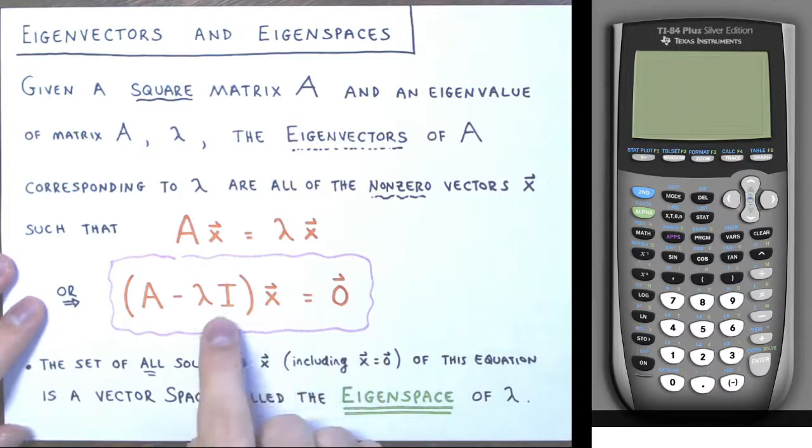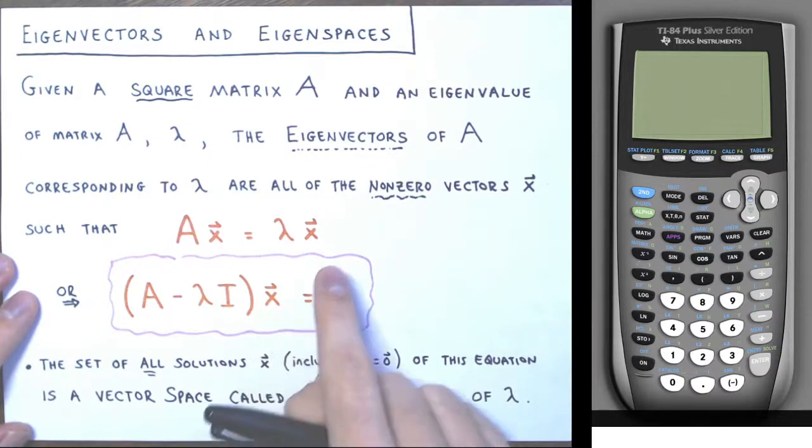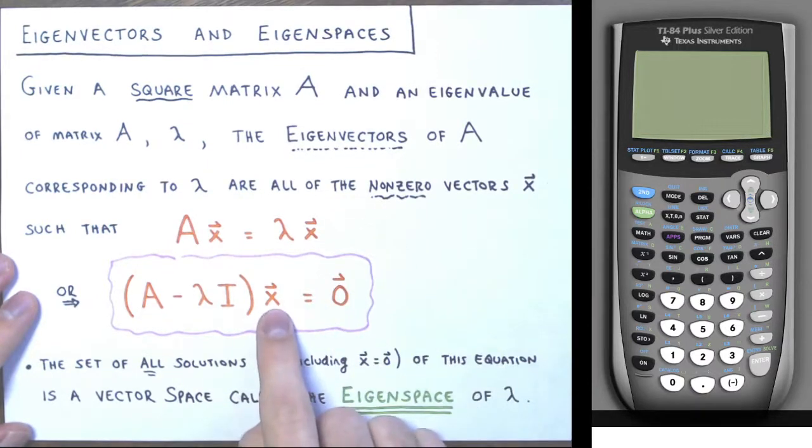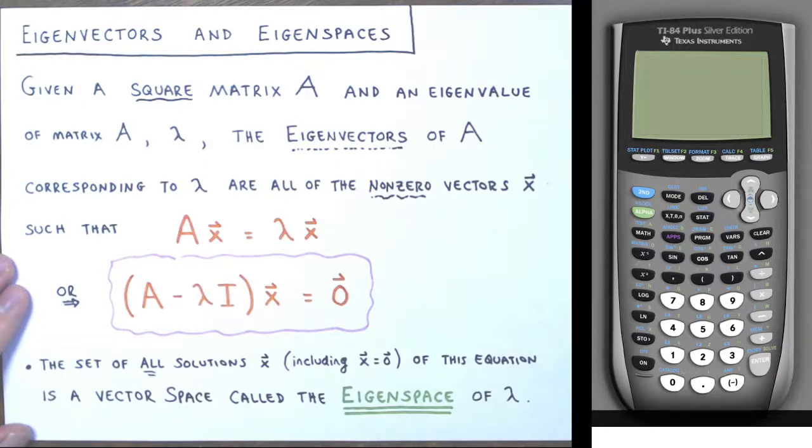And we'll be looking for what vectors I can replace x with to make this true for the given value of lambda. The non-zero vectors that I can replace this with and make this true are the eigenvectors of the matrix corresponding to the given value of lambda. Lots of fancy words, lots of symbols, I know. Bear with me, we'll get to some examples shortly.